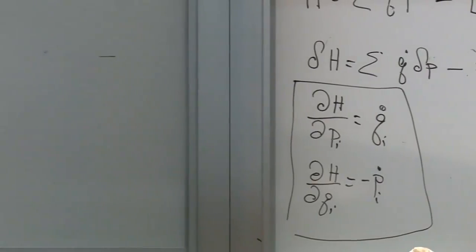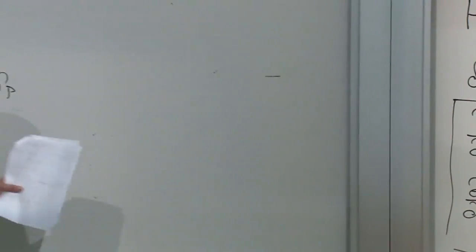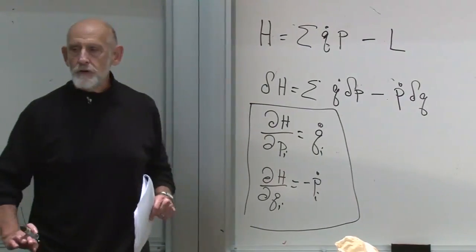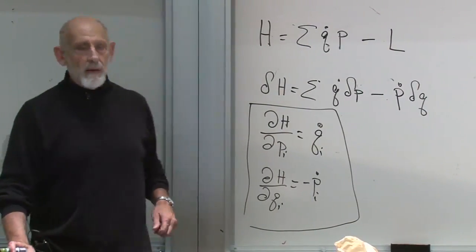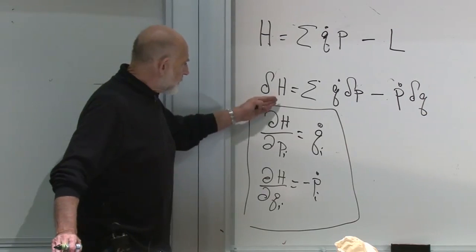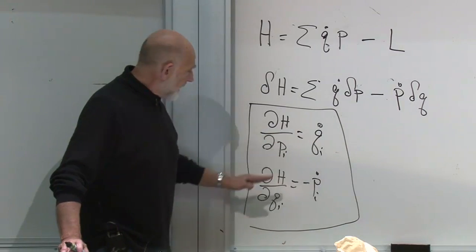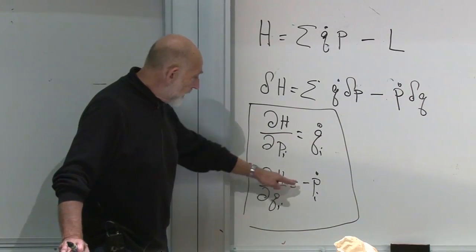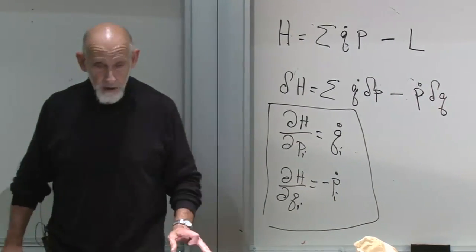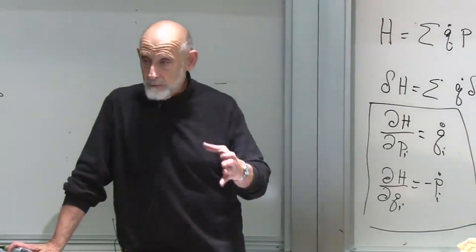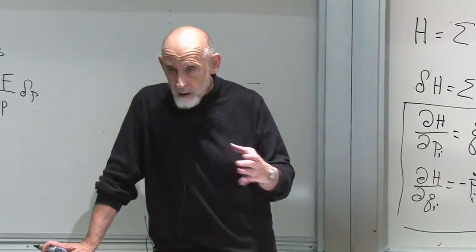That's it. That's the whole upshot of Hamilton's equations. These are Hamilton's equations. If you know the Hamiltonian as a function of q and p, then Hamilton's equations of motion are just: differentiate H with respect to p, and that gives you q dot. Differentiate H with respect to q, and that gives you minus p dot.